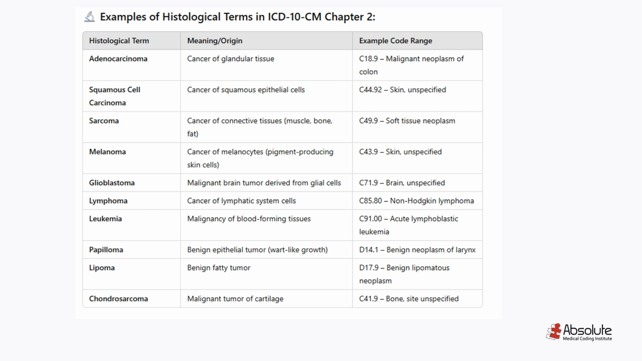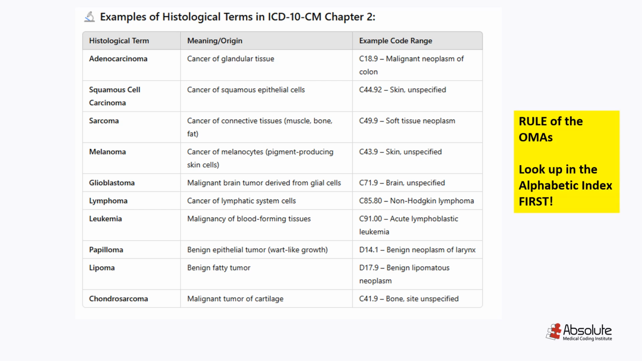And most important, the rule of the omas. AMCI calls it the rule of the omas. If it's an oma, likely you have to look this term up first in the alphabetic index. Don't go directly to the neoplasm table. All right, so there is one that's not an oma, and it is leukemia, but you get the picture. All right, let's move on and let's review key guidelines for Chapter 2.